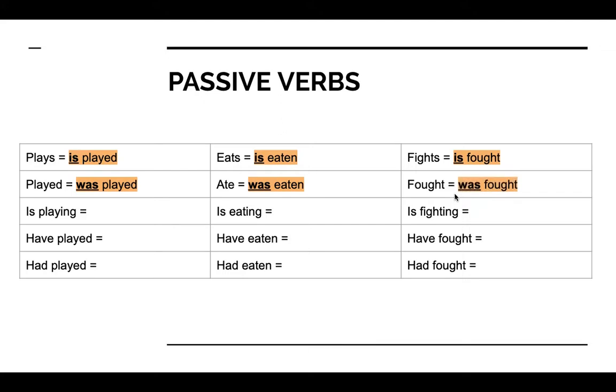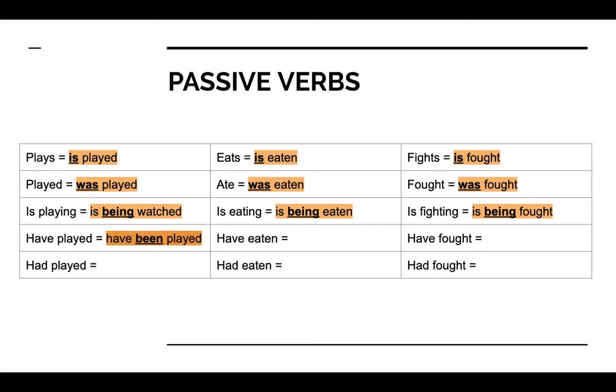Is playing. This is where it gets a bit trickier. Is, why don't I put watched? Is being played. Is being watched. Whatever. You know, the dog is being played with. He is playing with the dog. The dog is being played with. He is watching TV. The TV is being watched. Sorry. So Tom is eating vegetables. Vegetables are being eaten by Tom, or chicken is being eaten by Tom. They are fighting a battle. A battle is being fought by them.